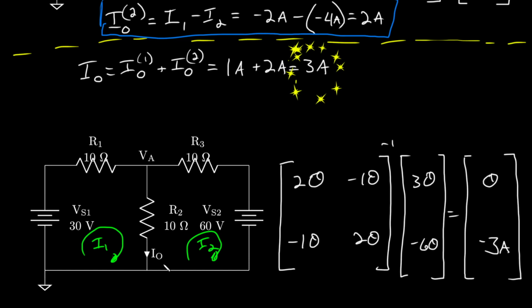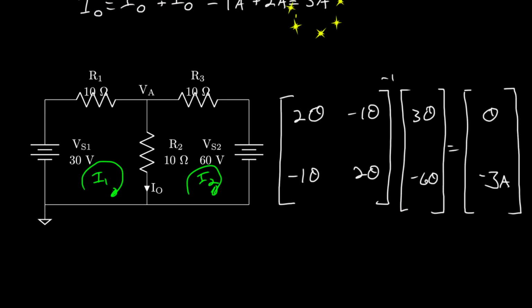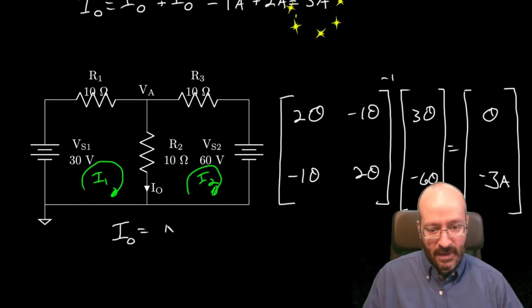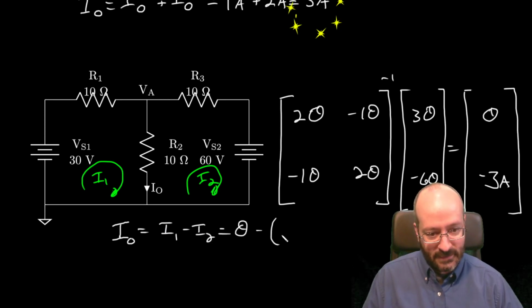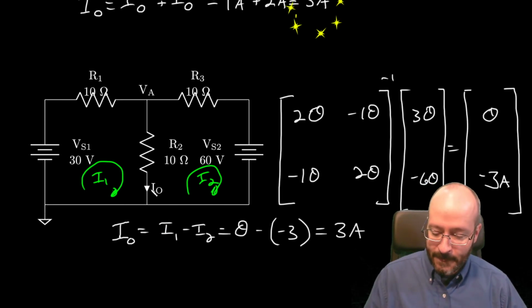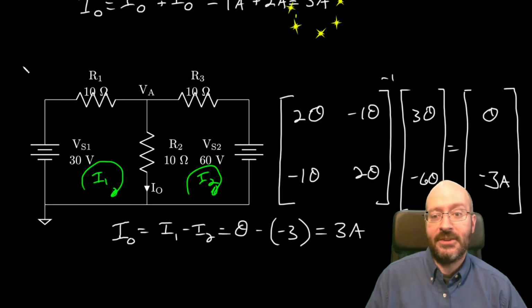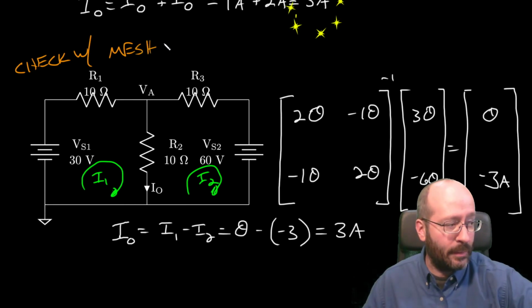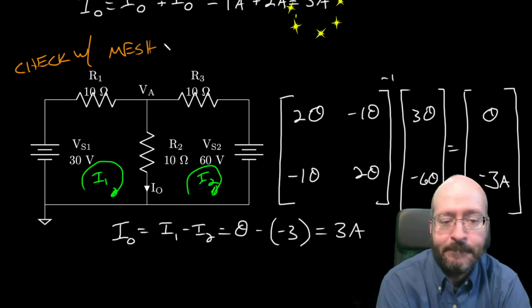Okay, so with those mesh currents, I'm just doing this as a check. This isn't part of superposition. With those mesh currents, we can come back and say I out, no superscript because this is the original problem, is I1 minus I2, which is 0 minus -3, also known as 3 amps. Okay, and it matches, huh? So check with mesh analysis. So at least in this case, it looks like superposition agrees. It's going to agree if you do it right.